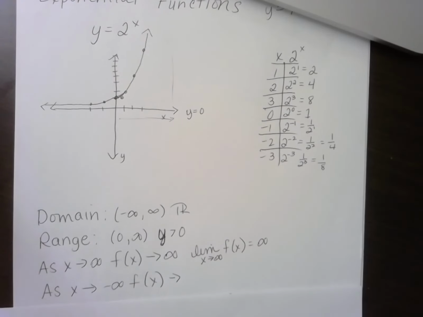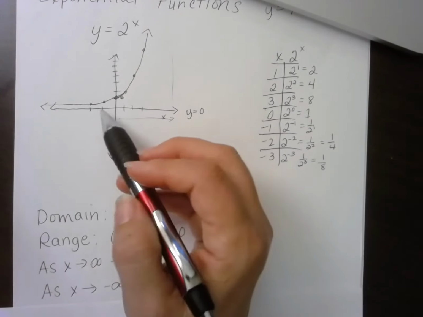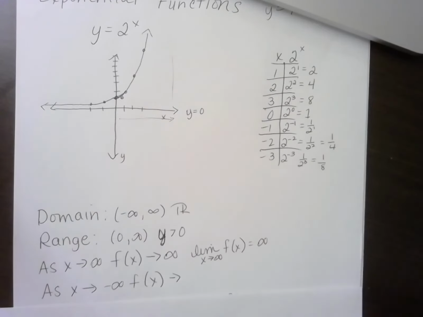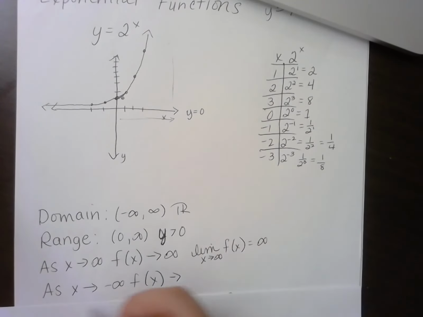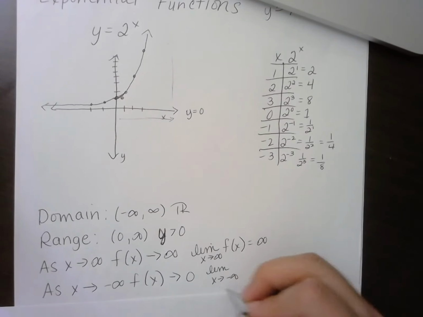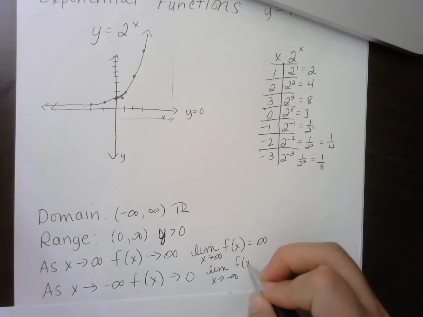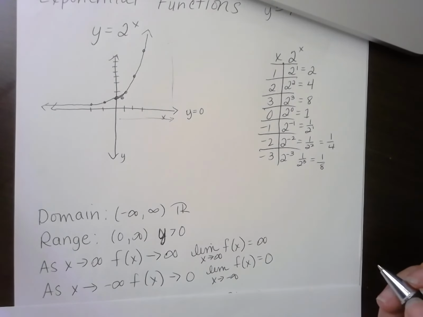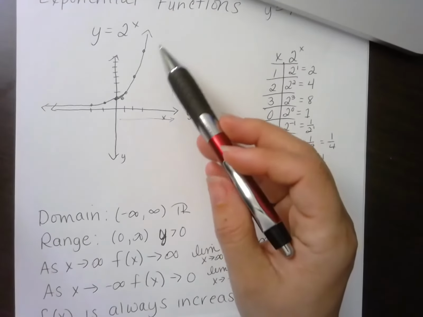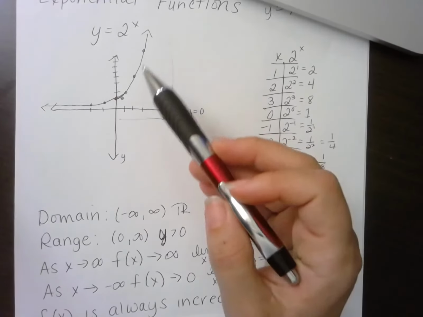And then as x goes to negative infinity, what is f of x doing? Well, f of x is flattening out on this side, and it keeps getting closer and closer and closer to 0. So as x goes to negative infinity, f of x is going to 0. Or we could say, in calculus writing, the limit as x approaches negative infinity of f is equal to 0. Okay.